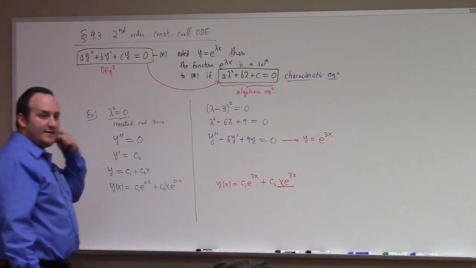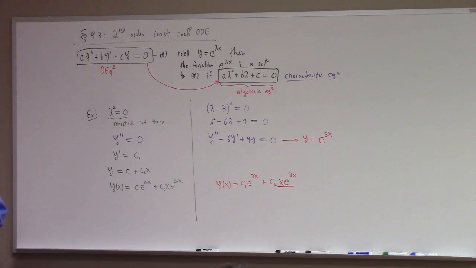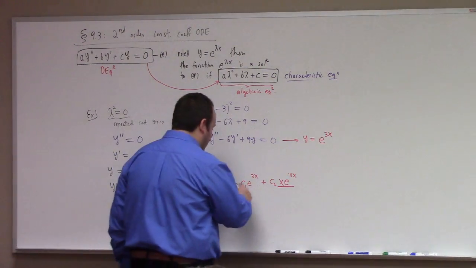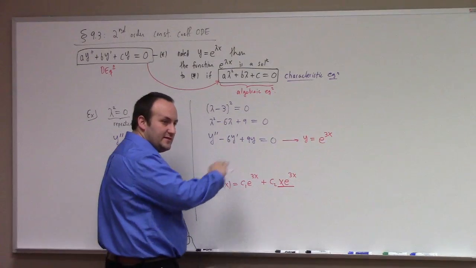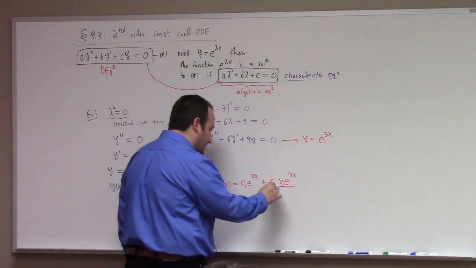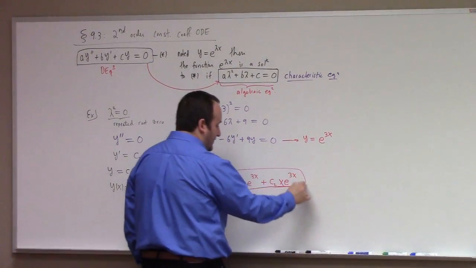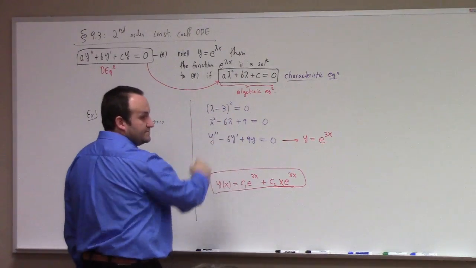By analogy, right? And that's the way it works in the repeated root case. In the repeated root case, we take e to the 3x as one of the fundamental solutions, and then x e to the root is the other fundamental solution. And that turns out to be the general solution for this example here.